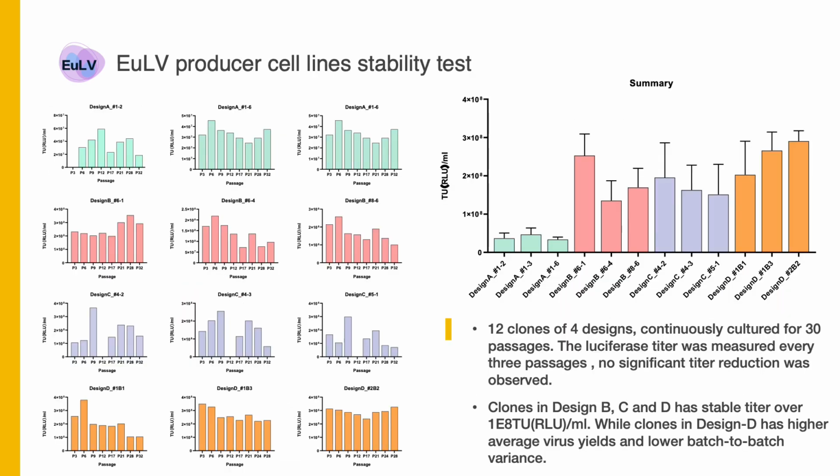Then, 3 top clones from each of the 4 designs were cultured continuously for 30 passages for the stability test, which lasted 90 days. The luciferase titer was measured every 3 passages, and data was summarized on the left. No significant titer reduction was observed for all the 12 clones tested. Clones in design D were slightly better than the clones from the other designs, with higher average virus yield and lower batch-to-batch variance.